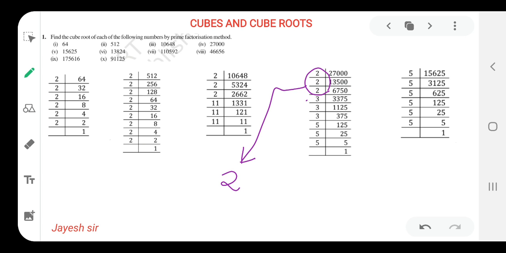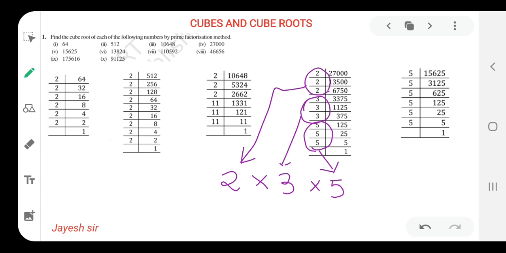Now again the pair of 3 we can see is 3. Then we'll take one 3 and place a multiplication sign in between. Similarly here a group of 5 is there. A group of 5, that means they are in a pair of 3. Now we'll multiply them and find what the cube root of 27,000 would be.